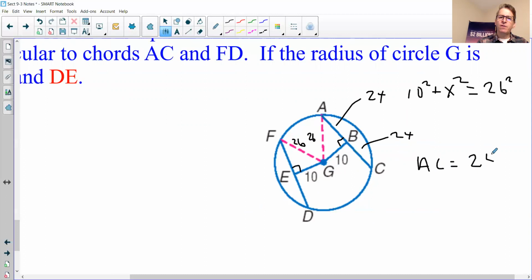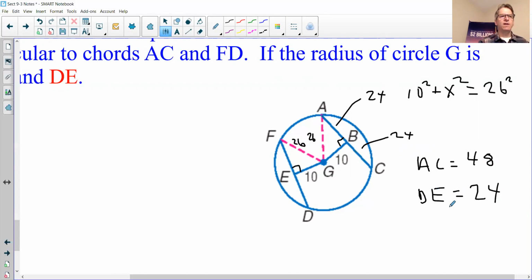They also want to know what DE is. DE is, or I should say AC is 48. And DE then is 24. And that is example letter D.